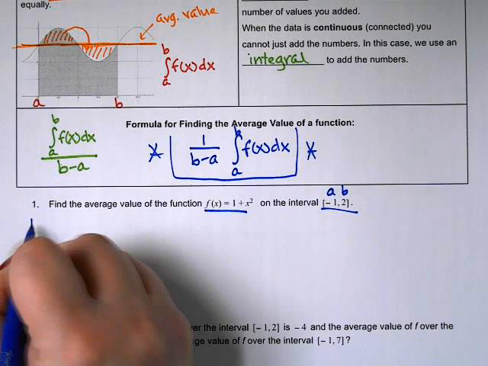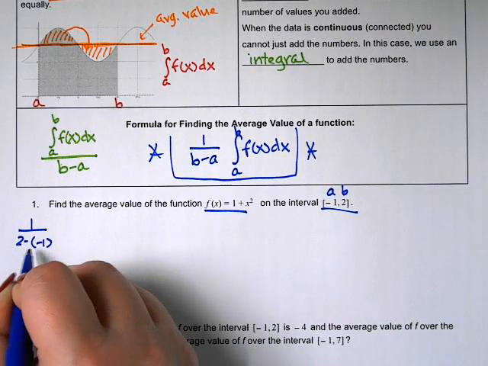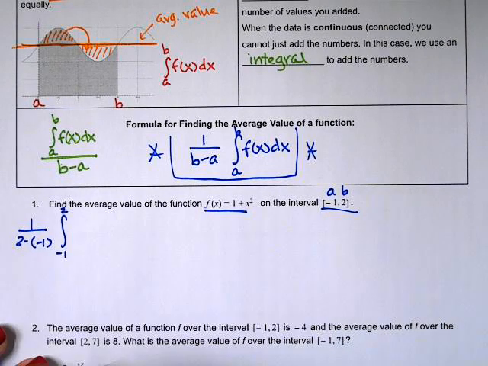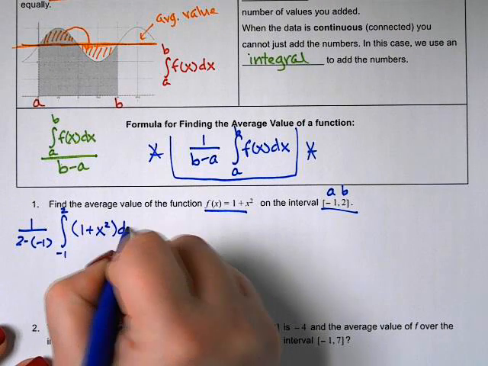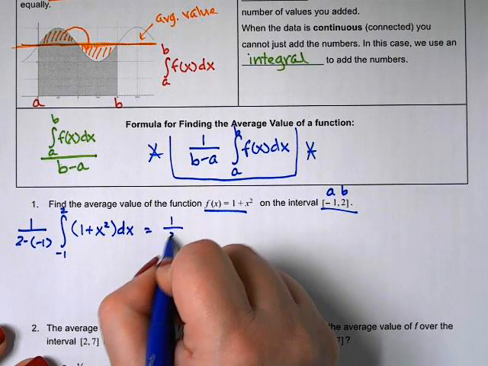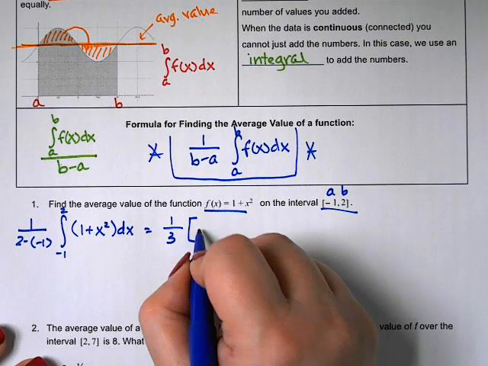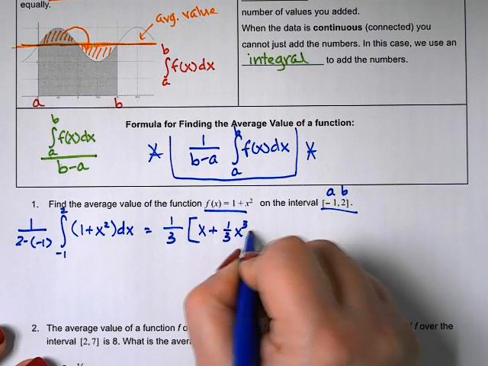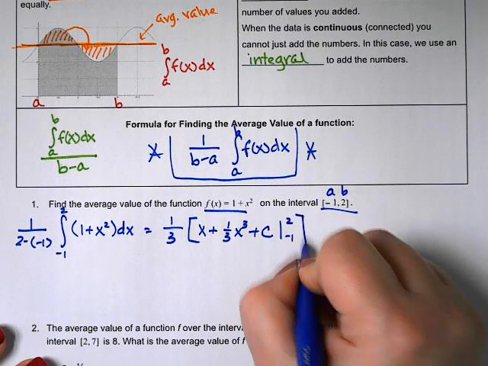So we can start out by doing 1 over b minus a. So it's 2 minus negative 1 times the integral from negative 1 to 2 of 1 plus x squared dx. So I'm going to start out by simplifying this. So 1 over 3 and then I'm going to take the antiderivative. So the antiderivative would be x plus 1/3 x cubed plus c, and I'm evaluating from -1 to 2.